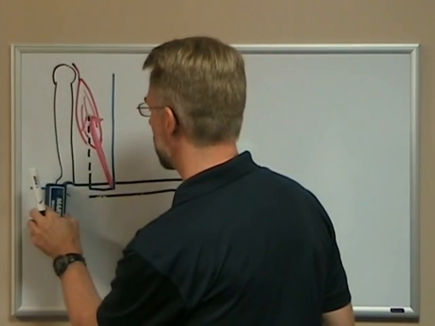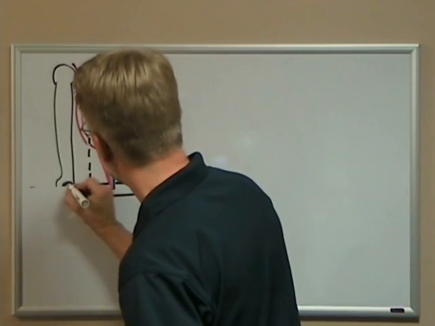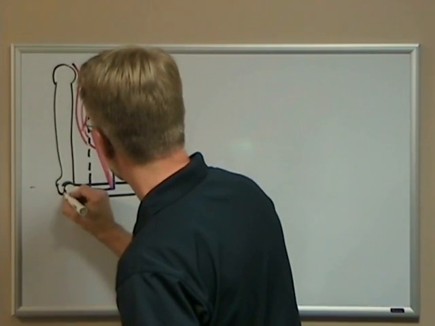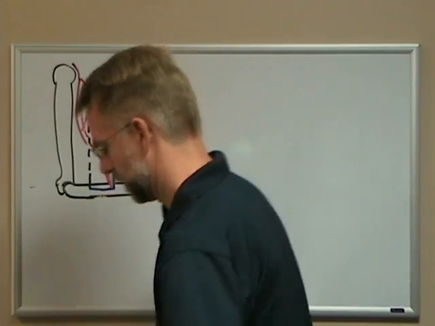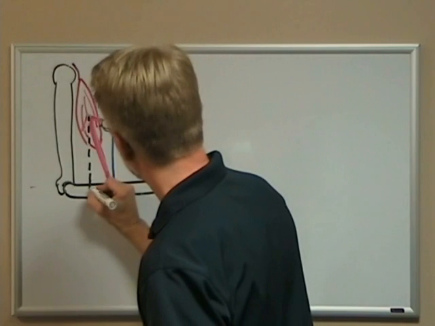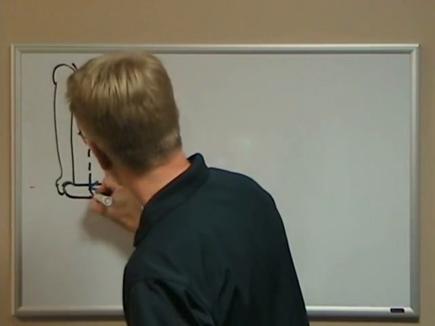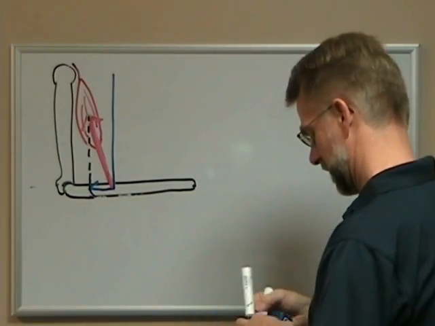And I'll get rid of the rest. That's the actual length of this force vector. So I can draw my arrow now that I know where it goes. I can draw my arrow right there. Okay?